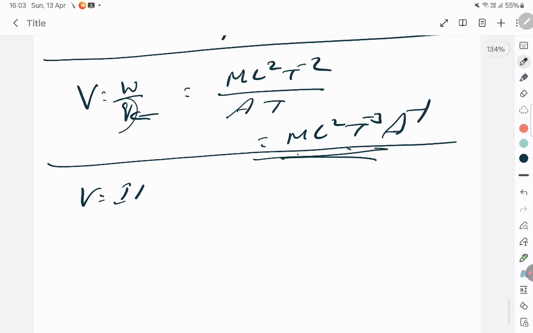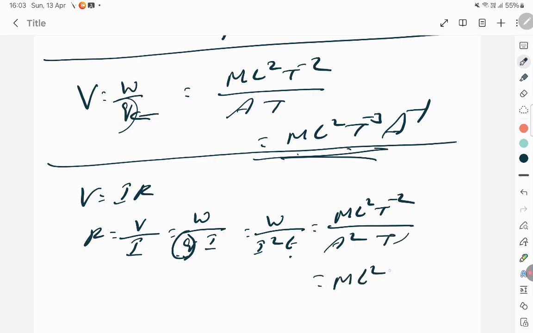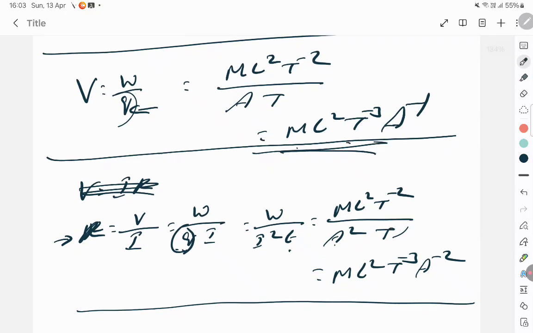Okay. Next, let's talk about resistance. V is equal to IR. So R is equal to V by I, and V is nothing but W by Q. Correct? V is W by Q, into I, and Q is nothing but I into T. So W is I square into T. So ML square T to the power minus 2 for the work done, by ampere square and time. This goes up, it will become ML square T to the power minus 3 into ampere to the power minus 2, which will be the formula for resistance. You understood? So you know what resistance stands for and what its dimensional formula is.